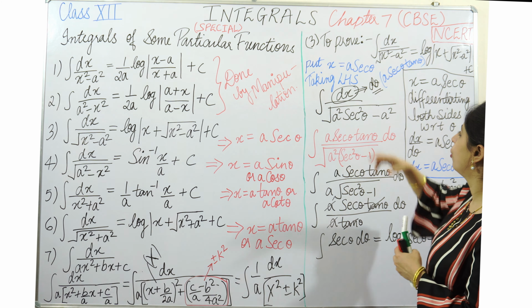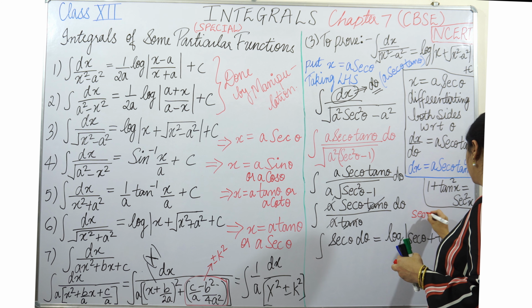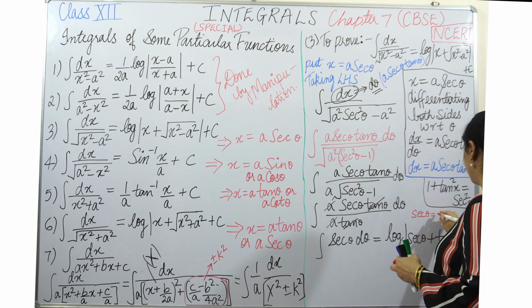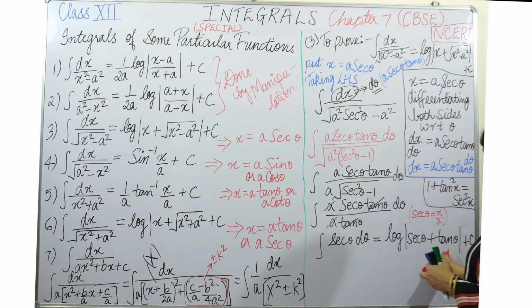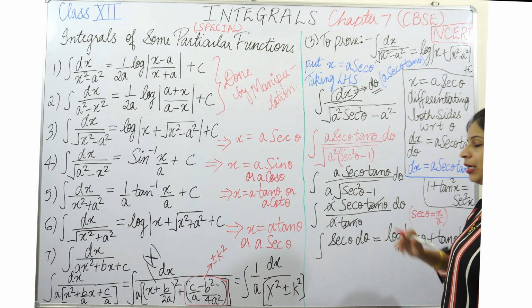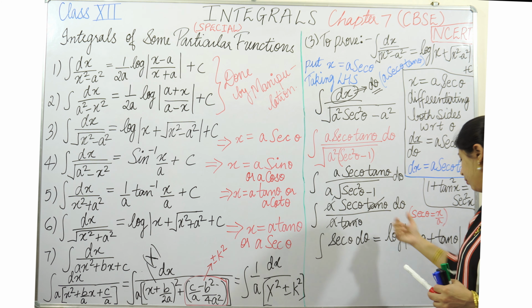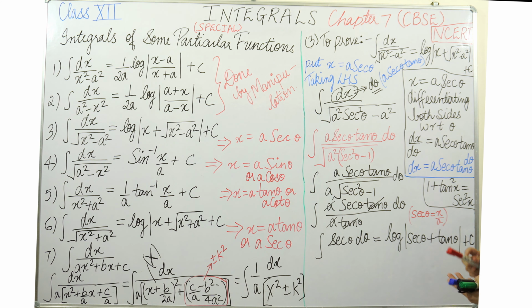Okay, so I'm writing over here, sec theta will be equal to x upon a, and this tan theta I can write as under root sec square theta minus 1. I can write in this form itself. So let us write first of all in this form.